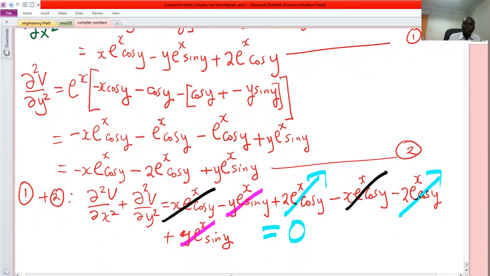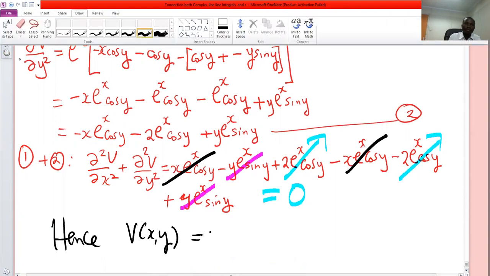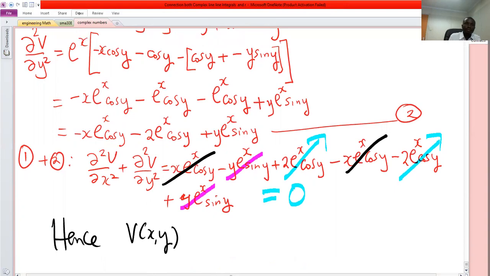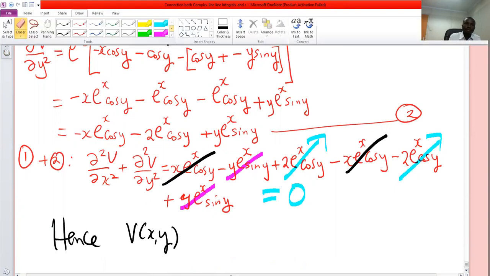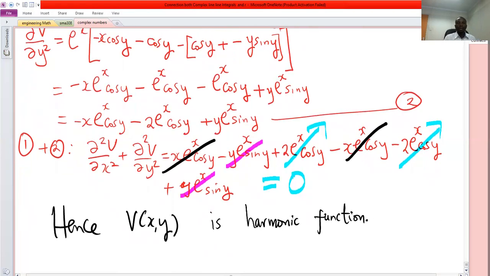Hence, v of x, y is harmonic function. So that's how we prove that a function is harmonic. Thank you.